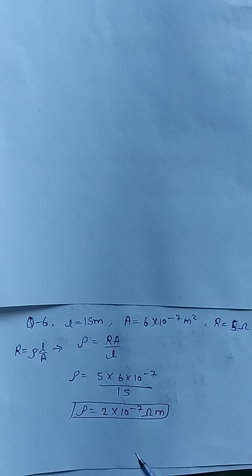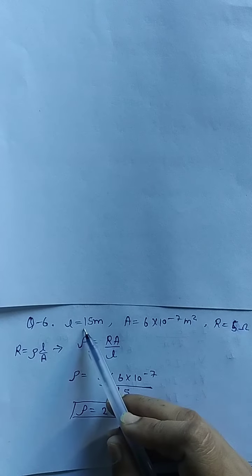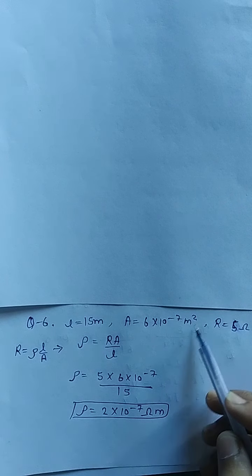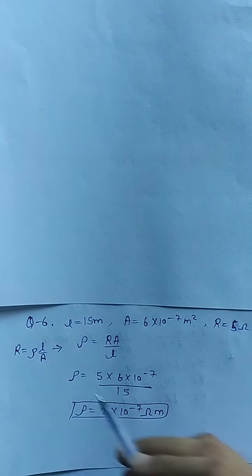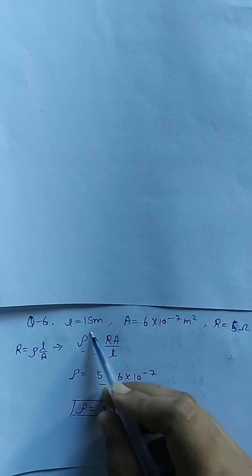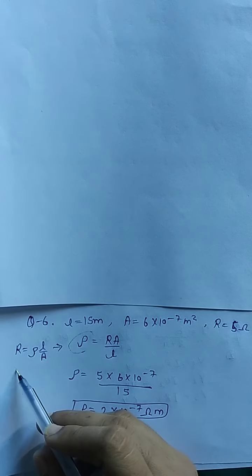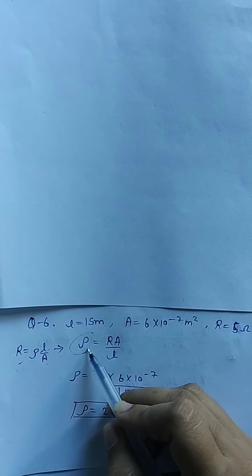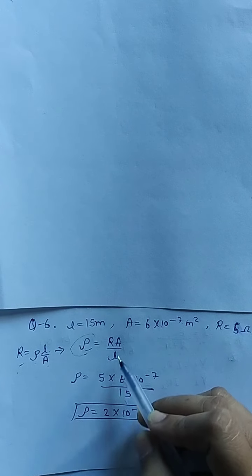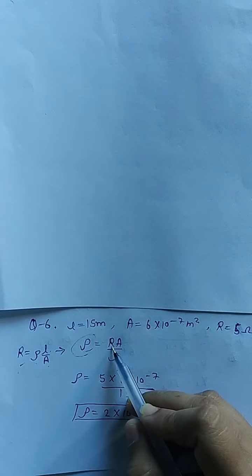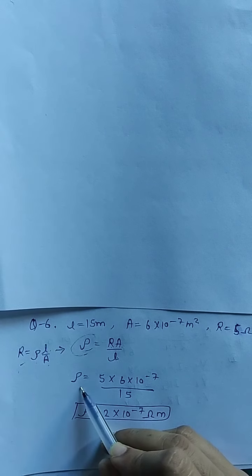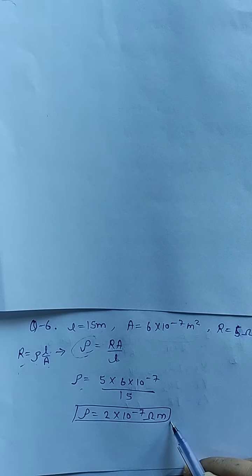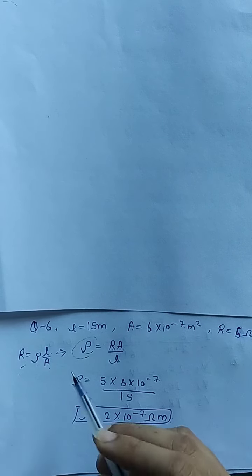This is the required solution of this question. The value of L, that is length of the wire, is 15 meter, area is 6 × 10^-7 meter square, and resistance is 5 ohm. We have to find out the value of rho, that is the resistivity of the wire. By applying the formula R equal to rho L upon A, we get rho equal to R into A upon L. Putting the values of R, A and L, we get the resistivity equal to 2 × 10^-7 ohm meter. This is the required answer of question number 6.